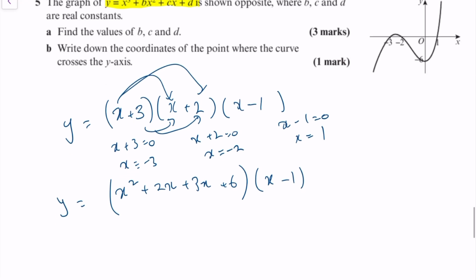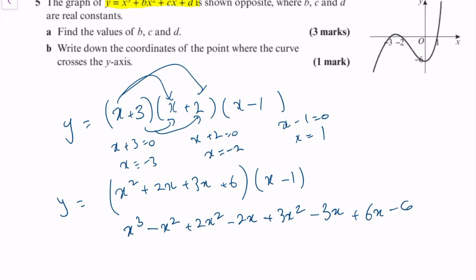When I expand this, x squared times x is going to be x cubed, x squared times minus 1 is minus x squared, 2x times x is going to be plus 2x squared, and then 2x times minus 1 is going to be minus 2x, plus 3x times x is going to be plus 3x squared, and then plus 3 times minus 1 is going to be minus 3x, plus 6 times that is going to be, yeah, all of that.